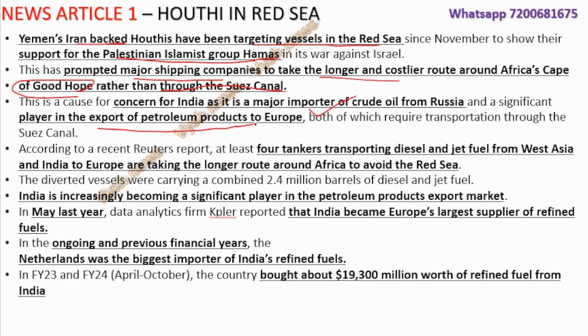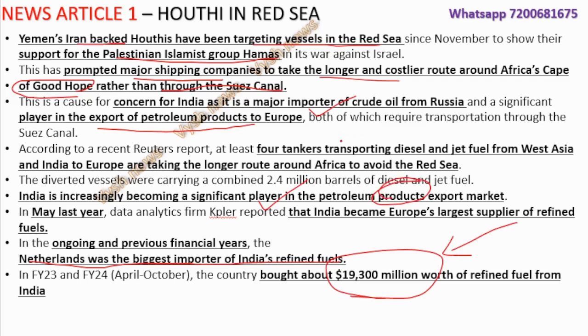So if you see here, the countries will be mentioned. See, the Netherlands was the biggest importer of India's refined fuel. If you want to remember a number, you can remember 19,300 million worth of refined fuel, and that happened recently. So that is the big market we have, and if you take a longer route, our fuel consumption just to take that ship there will be very high, and it will be a loss for us. So India is becoming a significant player in the petroleum product market. That is the reason.